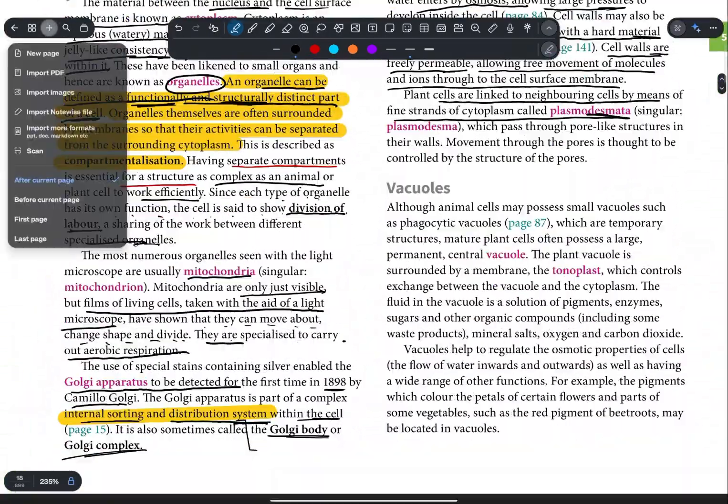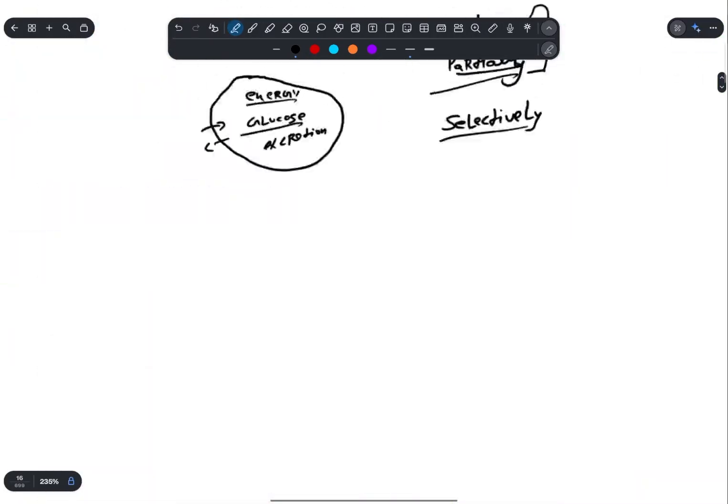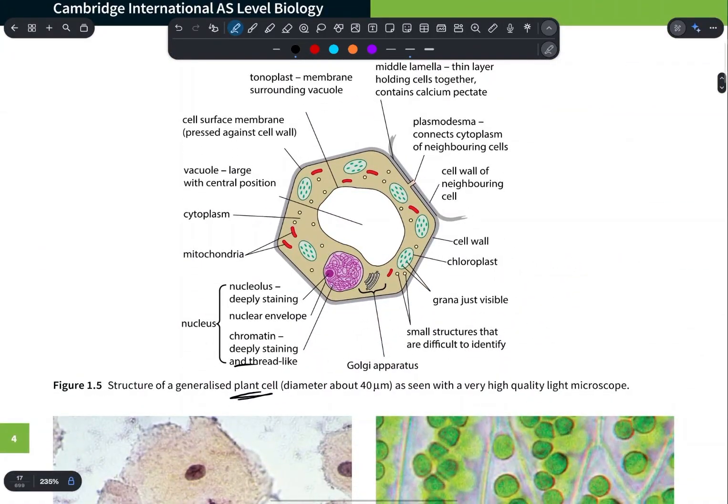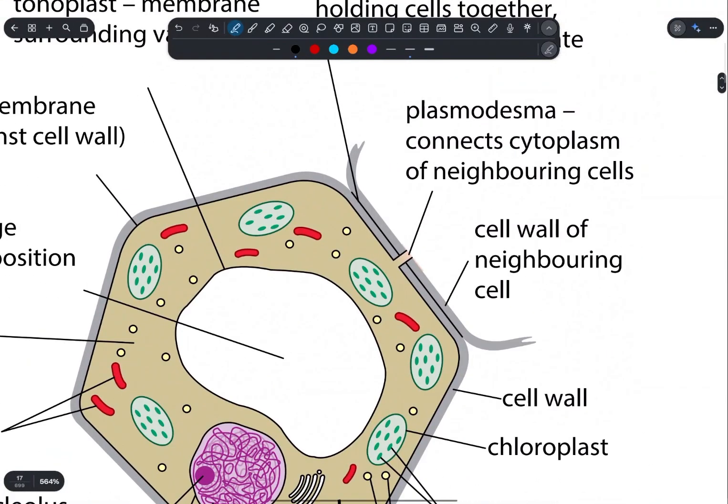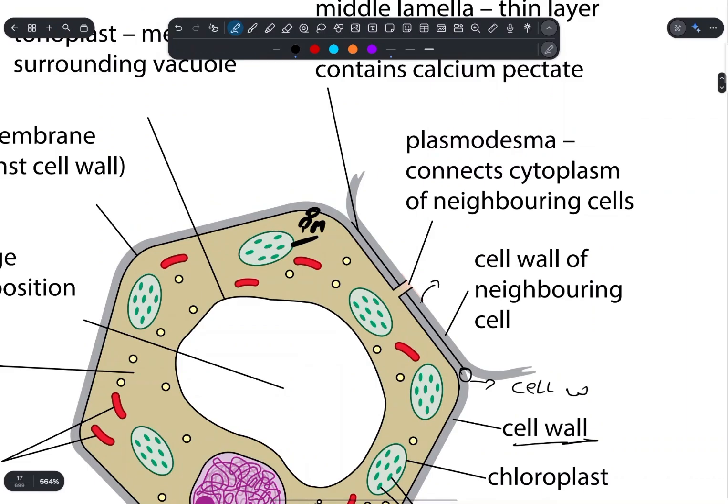Let me show this to you. When you look at the diagram of a plant cell, here is the plasma membrane, and here is the cell wall, right? And if you look at this region, there is another cell wall, which belongs to the neighboring cell. And here, if you look, there is the presence of plasmodesmata.